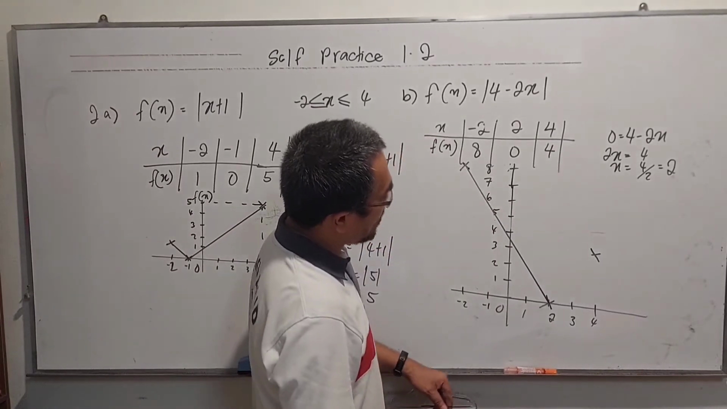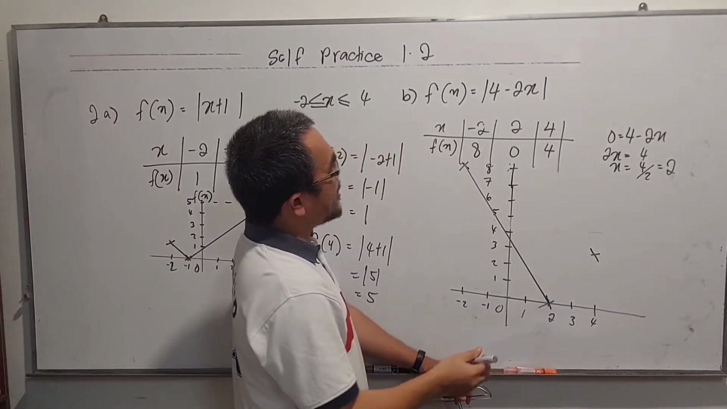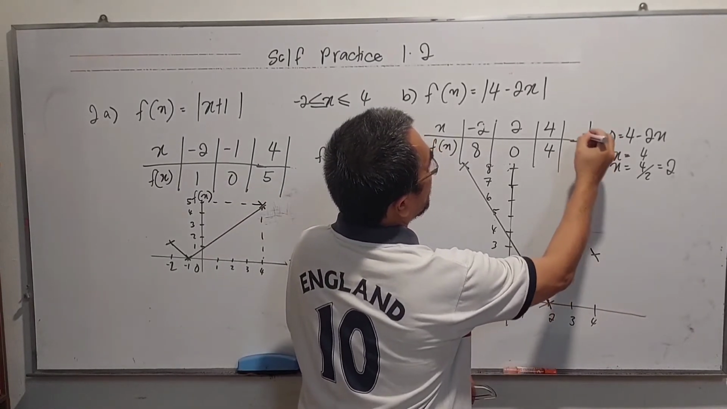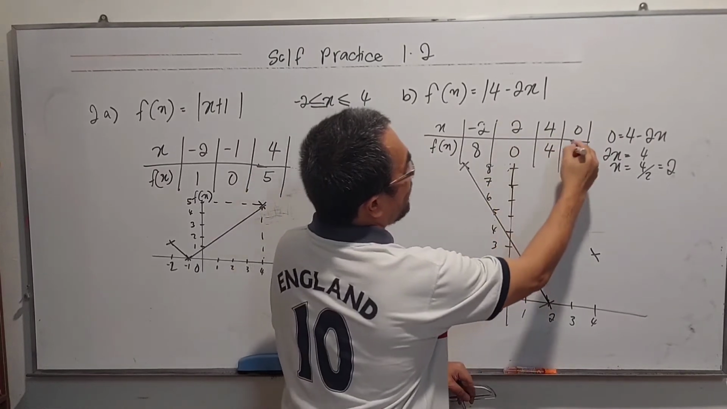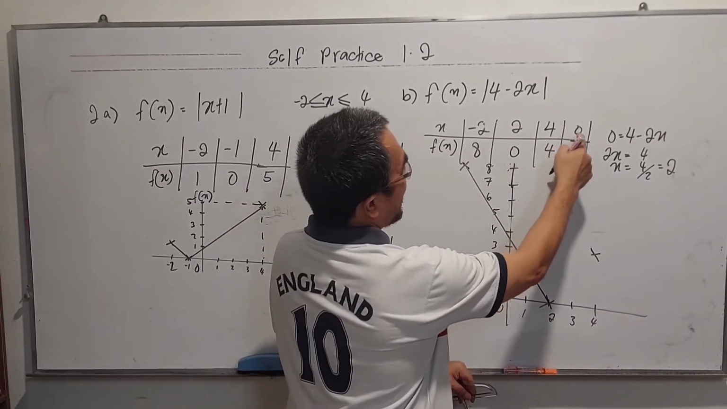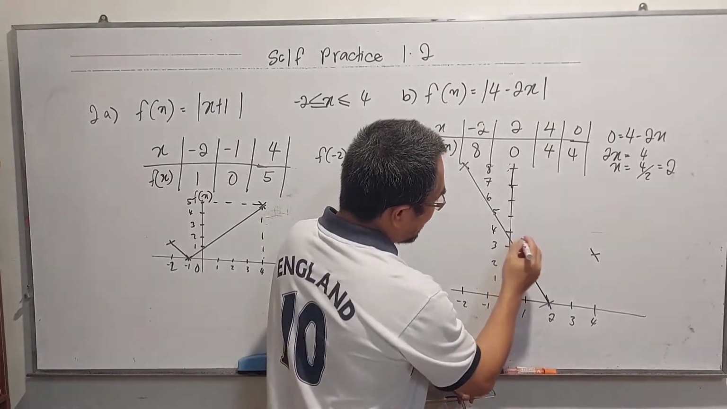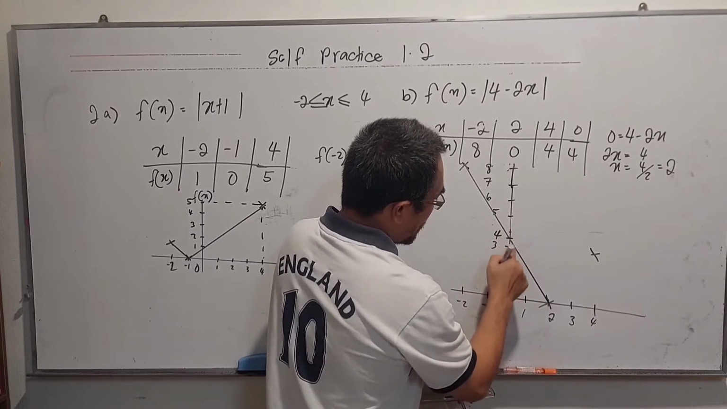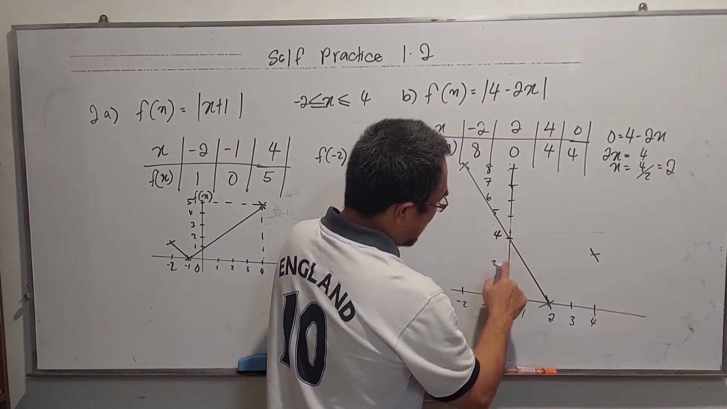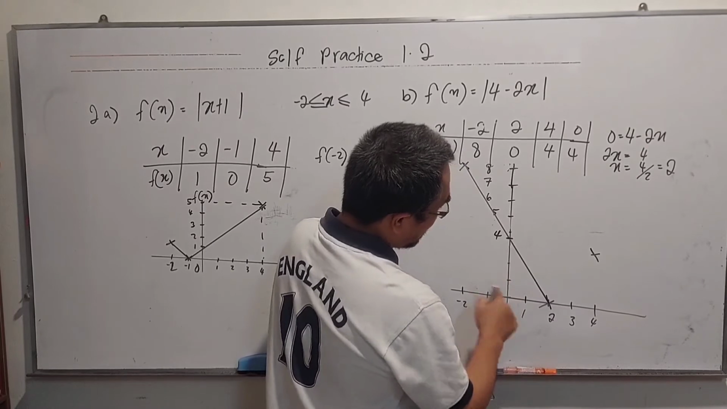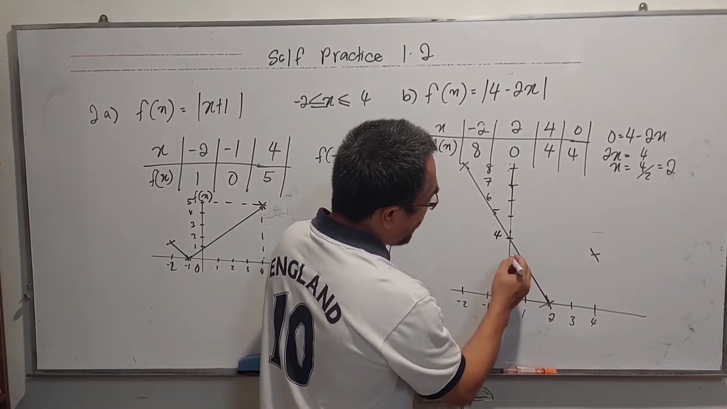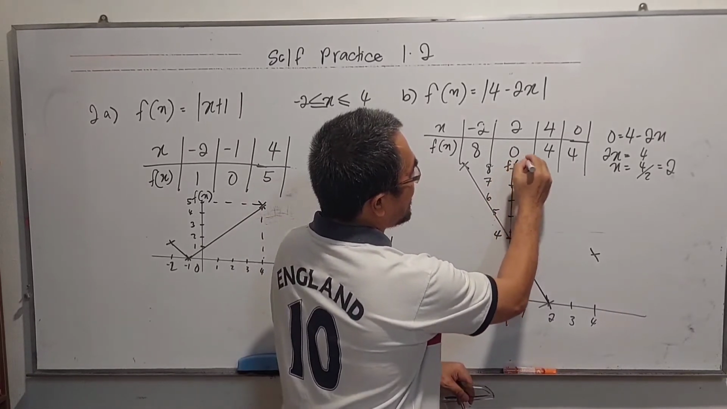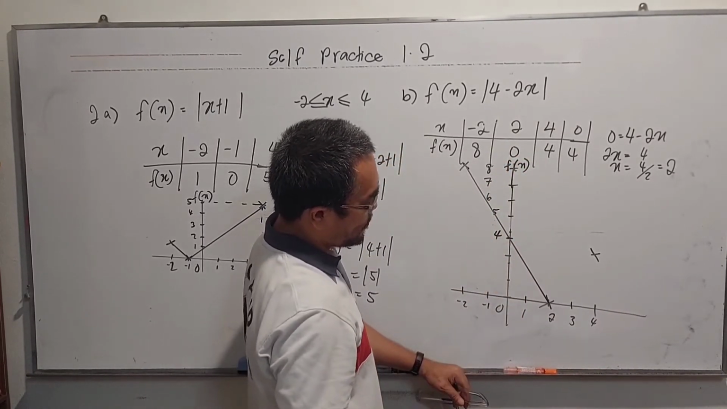Okay, and there is another important point: when x is 0, you get 4. Actually, when x is 0 is where it crosses. So 4 is here. Okay, maybe we do not label everything. Just label whichever coordinate is important on it. It touches the y-axis, or the f(x) axis, where the value is 4.